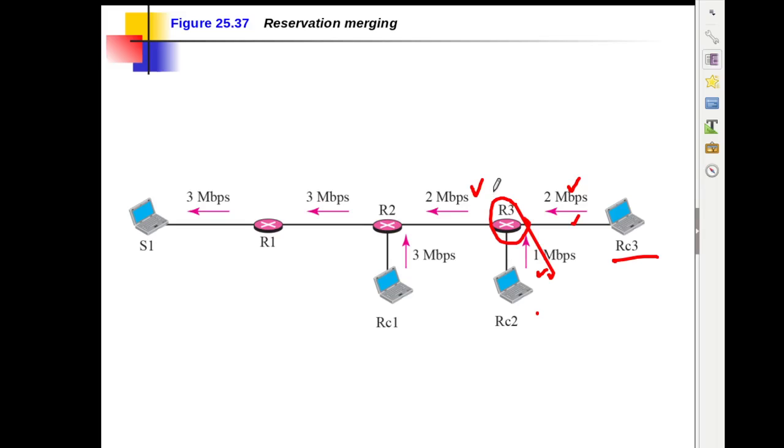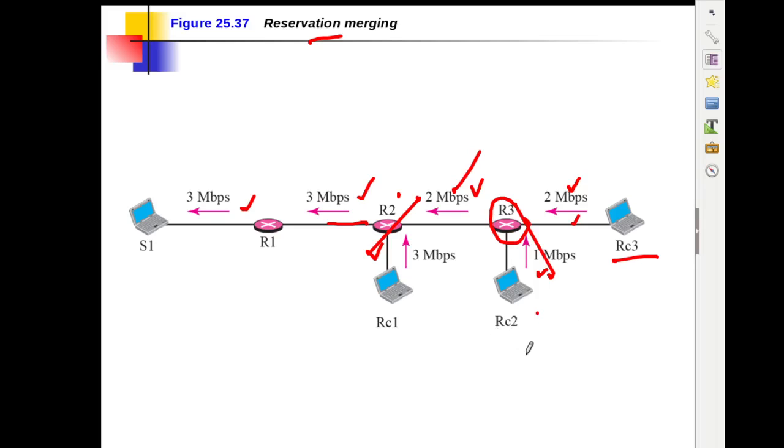Okay. The same situation is for this R2 also. From here we are getting 2 Mbps, and here the request is of 3 Mbps, so we can understand that it will be reserved for 3 Mbps, right? And here it is 3 Mbps. So in this way these requirements are merged. So I should say the reservations are merged. Okay. So this is something about resource reservation.